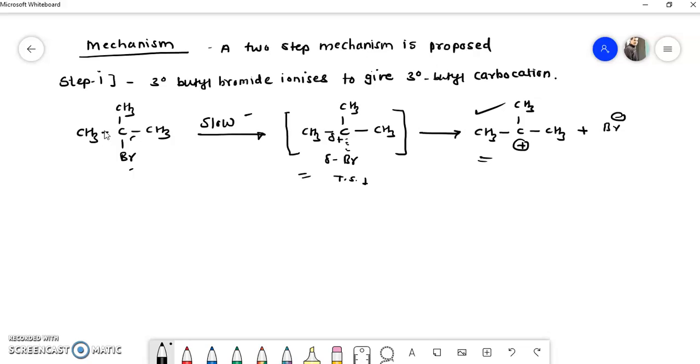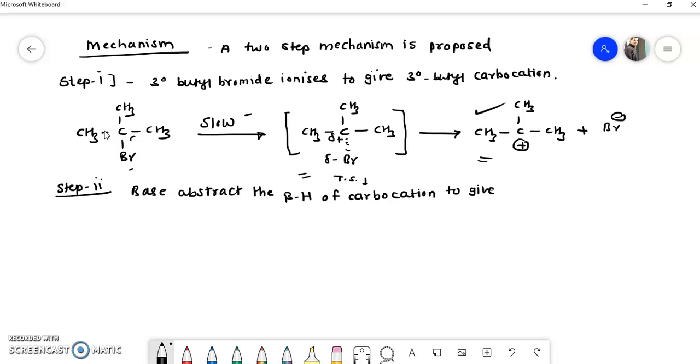Okay, now we will see what is step 2 in this mechanism. Step 2, the carbocation intermediate which is generated, we have to take that in this second step. So what happened in the second step? Base abstracts the beta hydrogen of the carbocation to give alkene. Okay, so this is the second step.